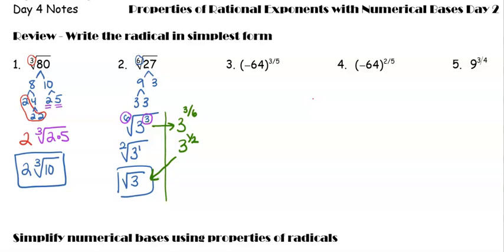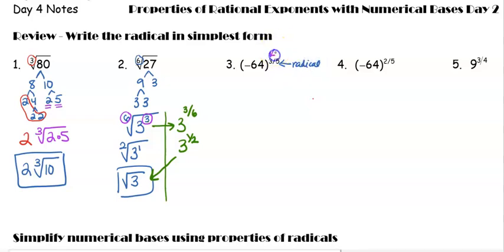All right, we get to number 3. I have a negative 64 to the 3/5 power. So I have a number base, but I don't have a radical. I have a fractional exponent. It's really important to remember what those fractional exponents mean. The numerator is the power, the denominator is the root. So this is going to be the 5th root, or a radical 5.